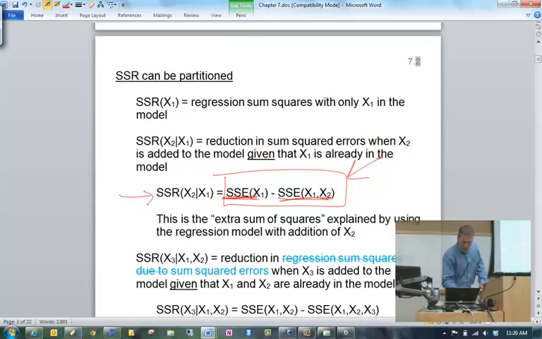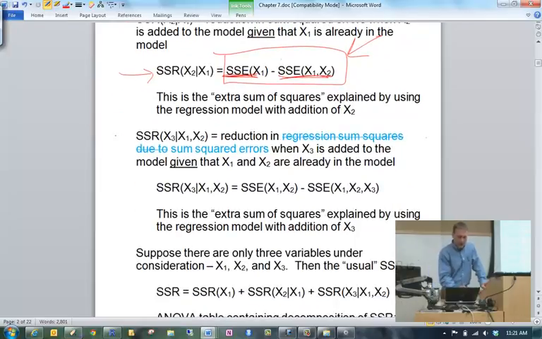This value here is going to be referred to as SSR. Why? Well, because we're looking at the contribution or the amount gained from using x2, given that x1 is in the model. So SSR of x2 given x1 is this reduction in SSE from using x2, given x1 was in the model already. We could also use the notation SSR of x1, which just means regression sums of squares with only x1 in the model itself.